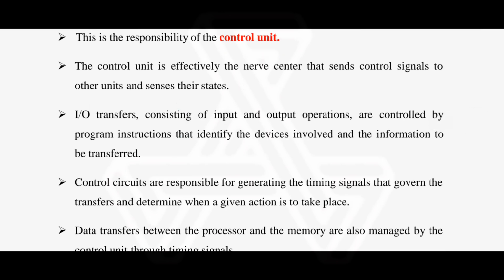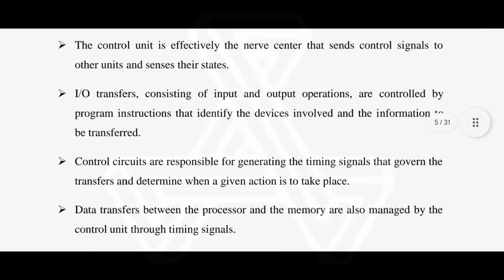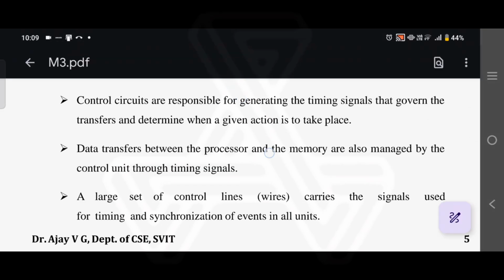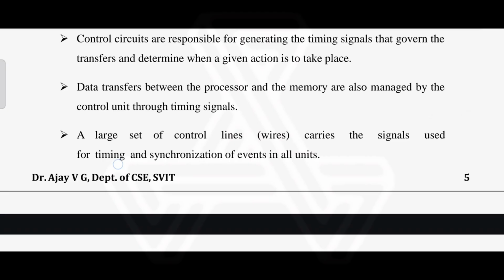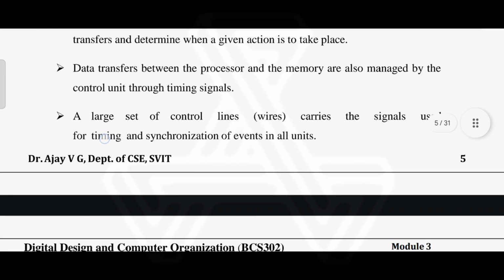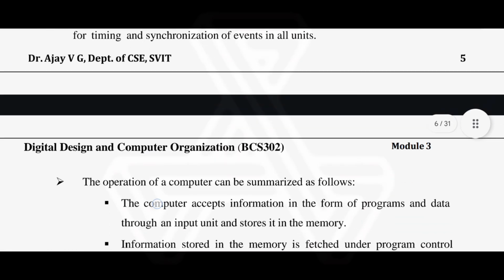IO transfers, consisting of input and output operations, are controlled by program instructions that identify the devices involved and the information to be transferred. Control circuits are responsible for generating the timing signals that govern the transfers and determine when a given action is to take place. Data transfers between the processor and the main memory are also managed by the control unit through timing signals. A large set of control lines (wires) carries the signals used for timing and synchronization of events in all units.